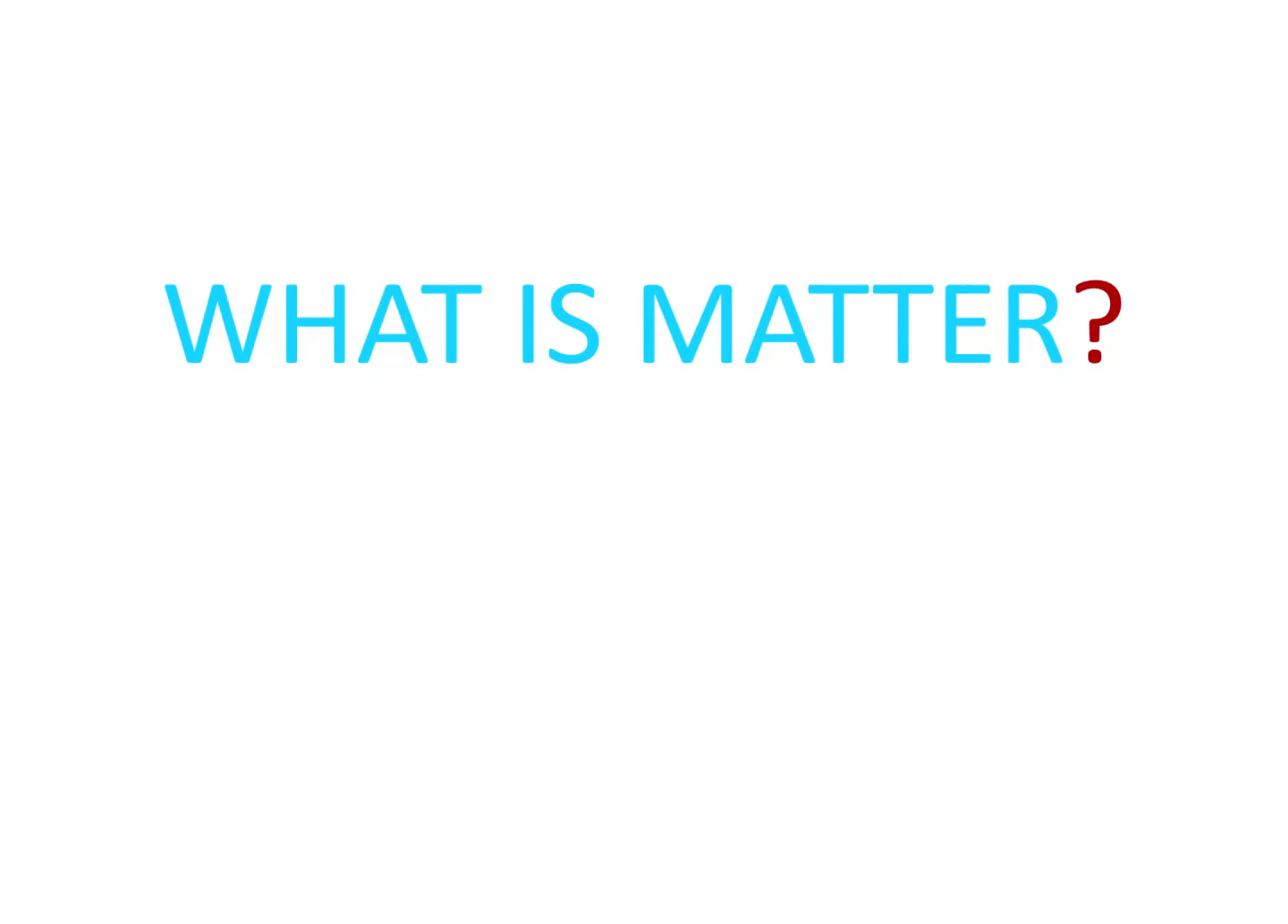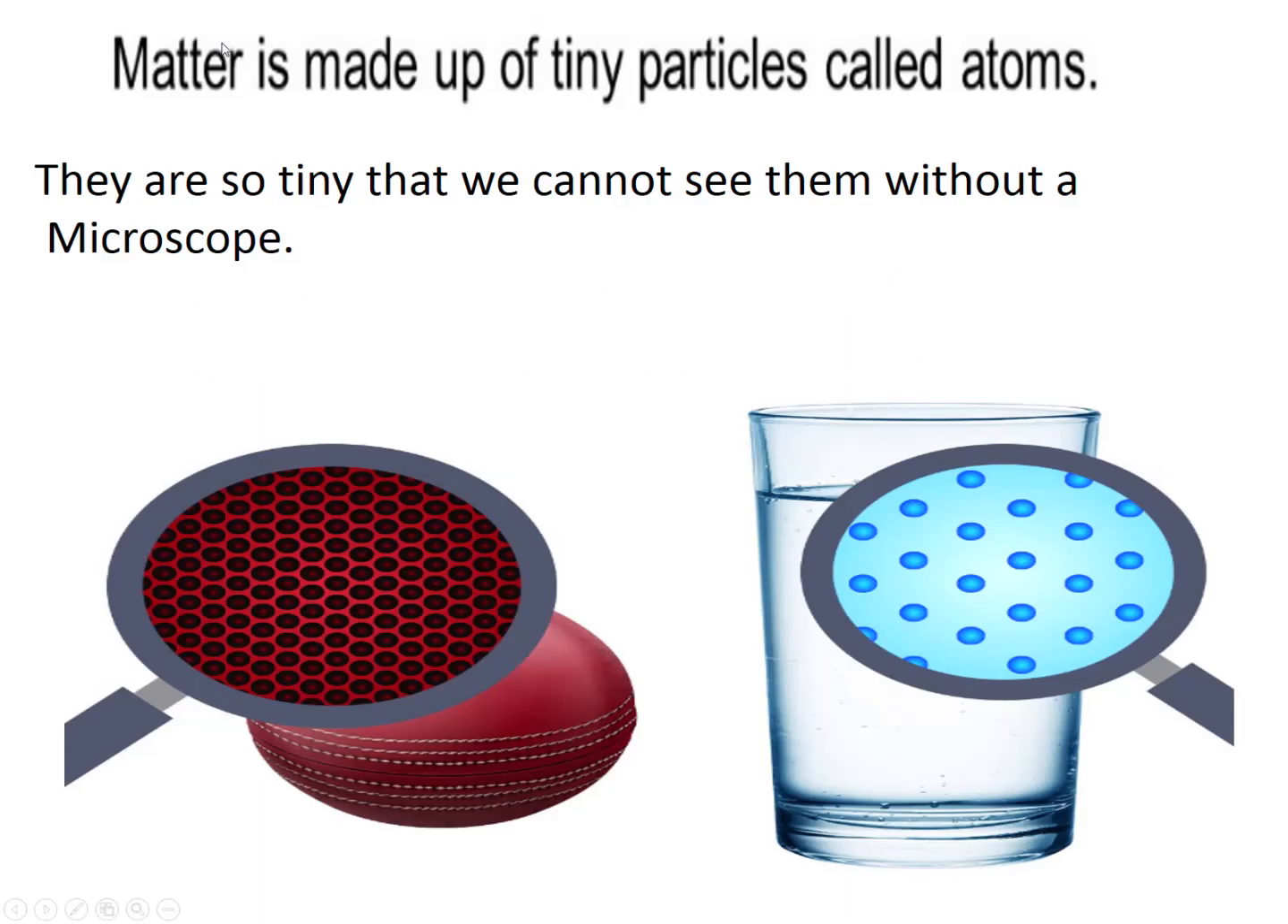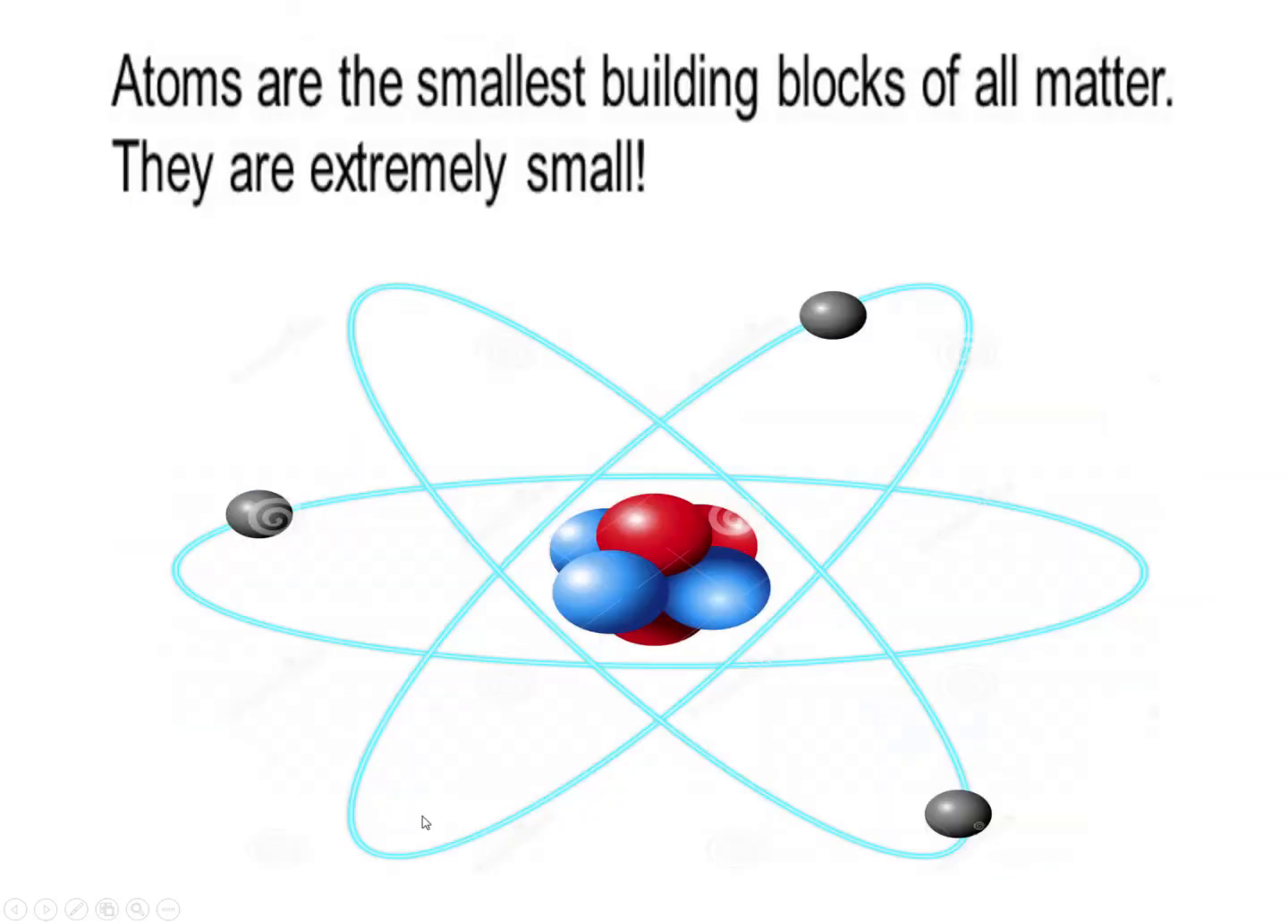Now, a question arises in our mind: what is matter basically? So, matter is made up of tiny particles called atoms. They are so tiny that we cannot see them without a microscope. These are atoms, okay? See, they are so tiny that we need to use a microscope to see them. Atoms are the smallest building blocks of all matter. They are extremely small.